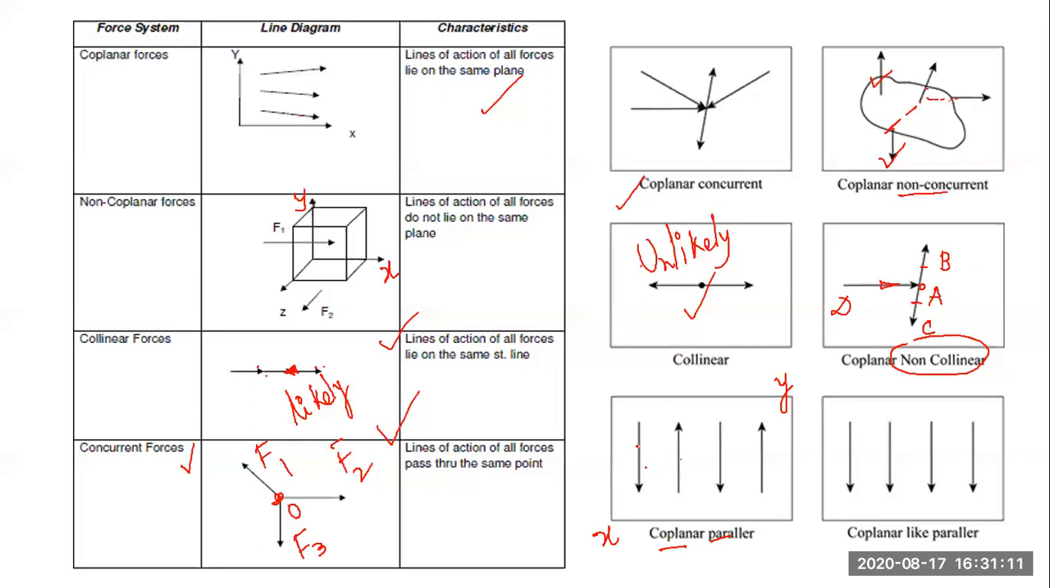Now, among these, F1 and F2 are unlike parallel. F1 and F3 are like parallel. F2 and F4 are like parallel. F4 and F1 are unlike parallel. So all the forces F1, F2, F3, F4 are coplanar but some are like parallel and some are unlike parallel. Either like or unlike, whatever.